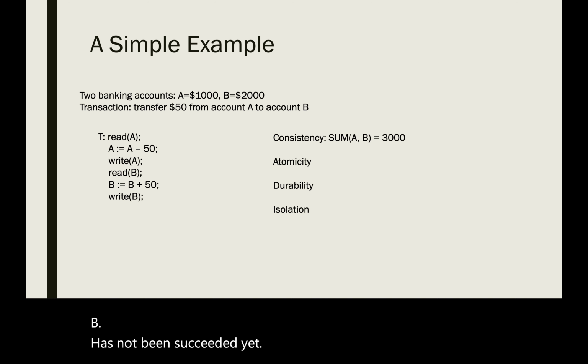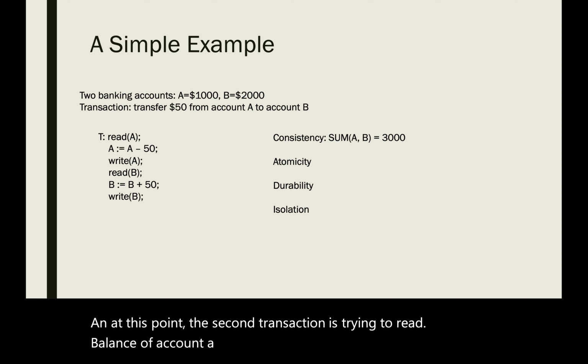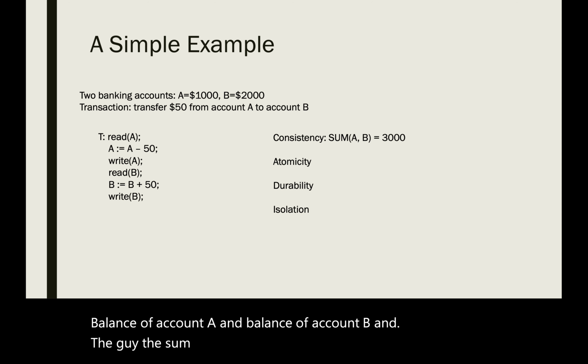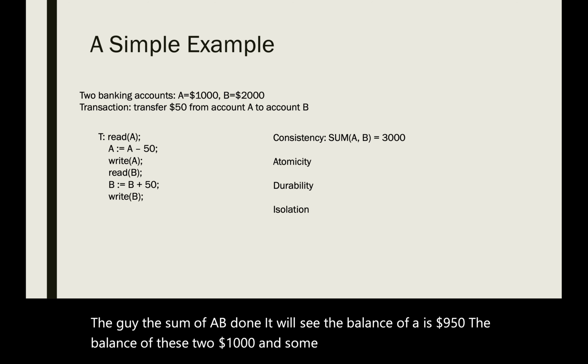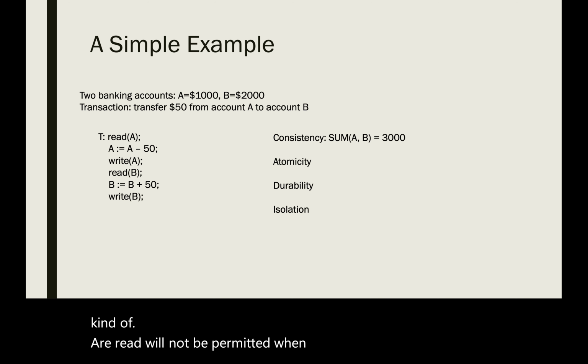At this point, the second transaction is trying to read the balance of account A and the balance of account B and get the sum of A and B. Then it will see the balance of A is $950, the balance of B is $2,000, and the sum of A and B is only $2,950, which is not a consistent state for the database system. So this kind of read will not be allowed in the database system.